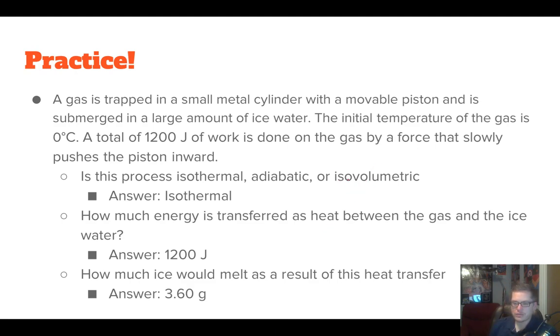Well, we know it can't be isovolumetric because the piston's moving, so there's a change in volume, so that kicks that guy right out. We also know it can't be adiabatic because this isn't going to happen very quickly. There's going to be lots of heat moving across it, so it has to be isothermal. We also know it's isothermal because the gas started at 0 degrees Celsius, and you're putting it in a large amount of ice water. The temperature of ice water is 0 degrees Celsius. That's kind of the point, right? Water freezes at 0 degrees Celsius. So if you have ice water, that's water and ice mixed, it has to be sitting at 0 degrees Celsius. So it's isothermal, so your temperature is not going to be changing.